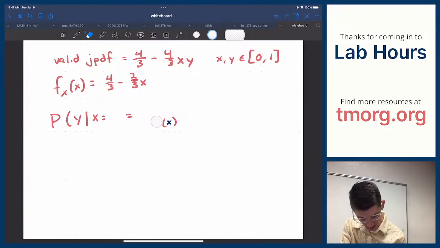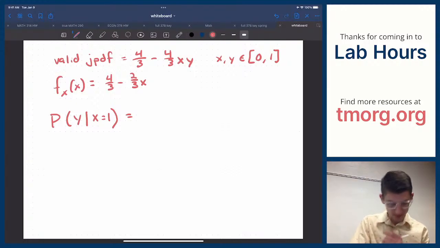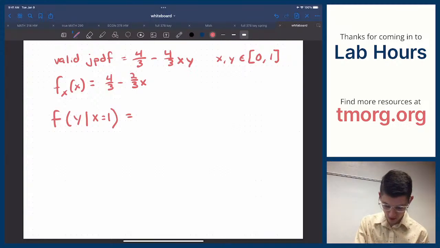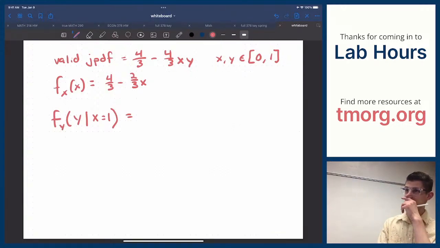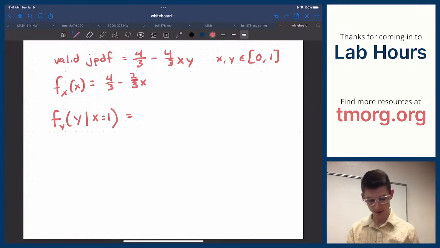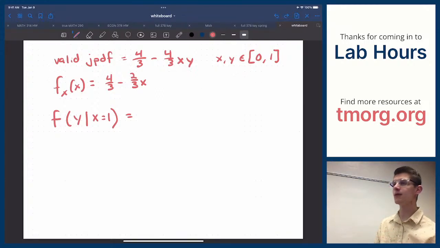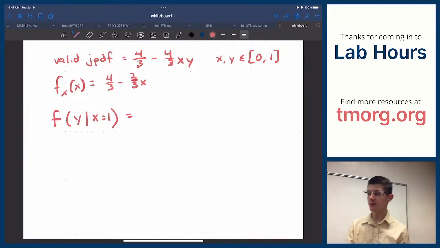We'll go back to what I did before. What is the probability of y? Or in this case, you could say f_Y of y, given that x is equal to 1. That might be a little bit confusing, so normally we just leave that Y off, because this is not technically a marginal probability. This is a conditional probability. But it will only be a function of y.